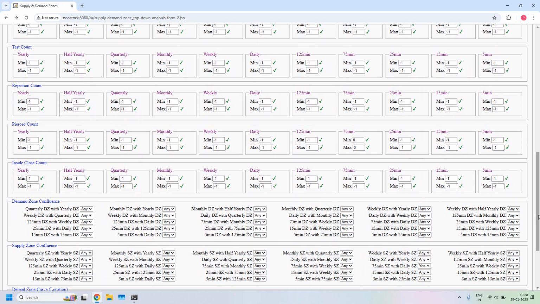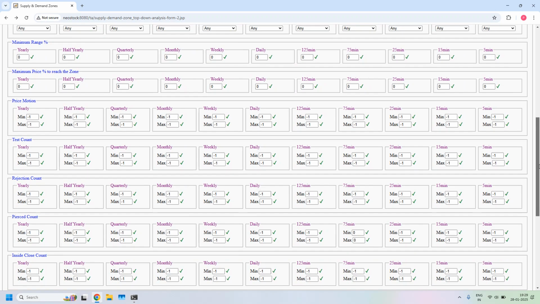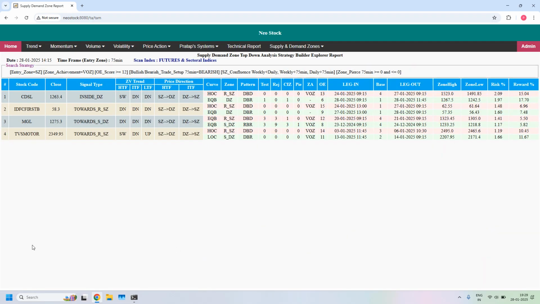First one is already enabled, that is 75-minute supply zone with daily supply zone confluence. Second filter, 75-minute supply zone with weekly supply zone confluence. Third filter, daily supply zone with weekly supply zone confluence. With all the 3 filters, we got 4 stocks.